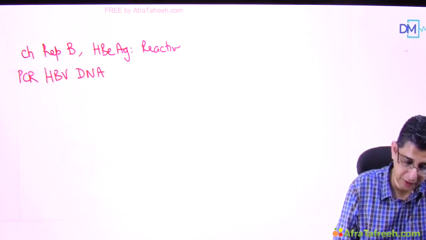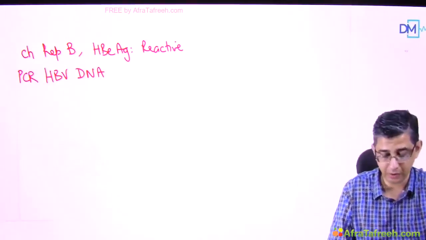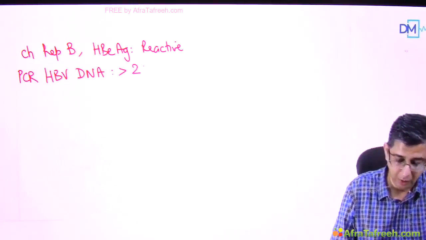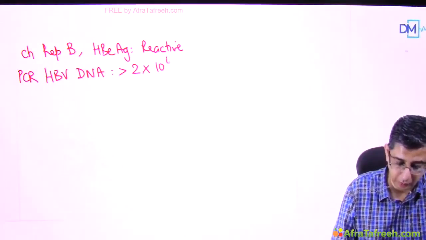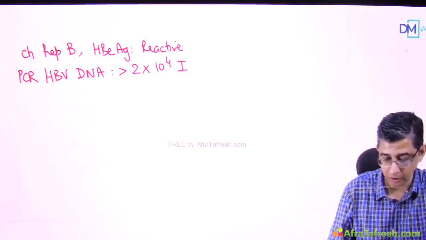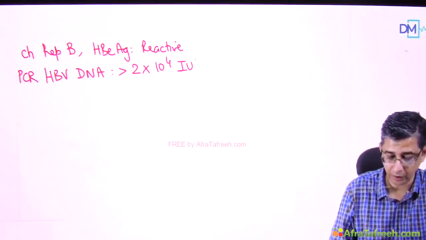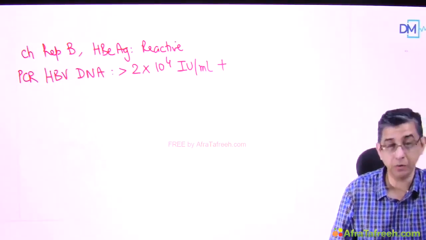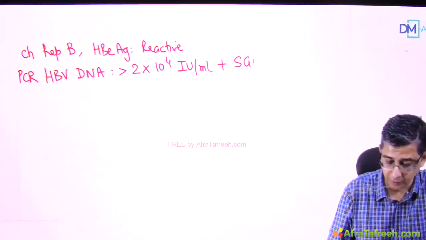That means the virus is still actively multiplying in the blood of this patient, and the viral load of the patient is more than 2 into 10 raised to power 4 international units of DNA circulating per ml of blood with, mark my words there, with doubling of SGPT.